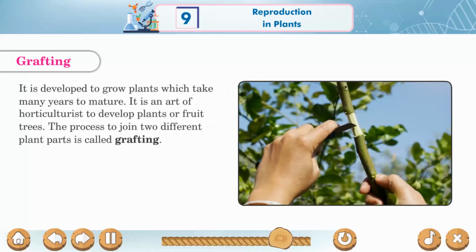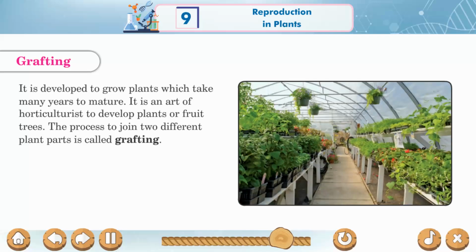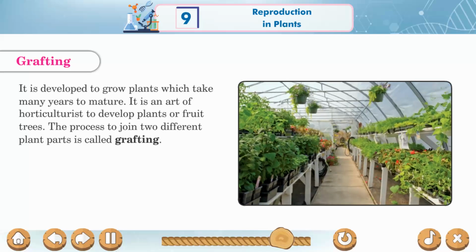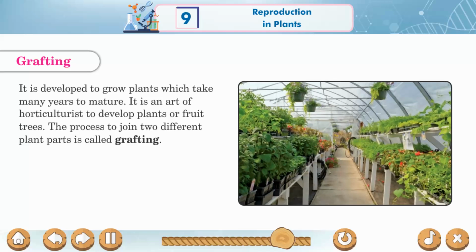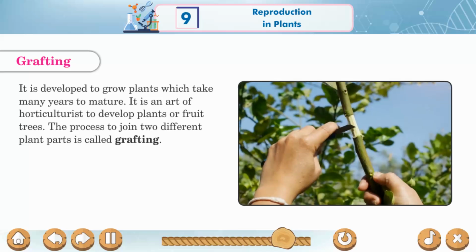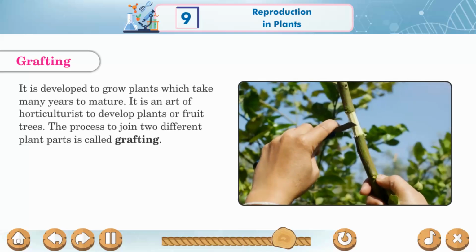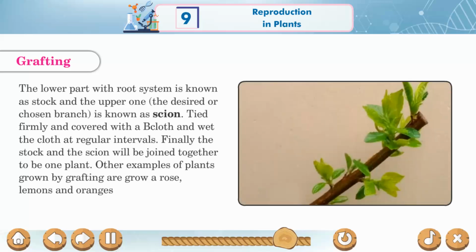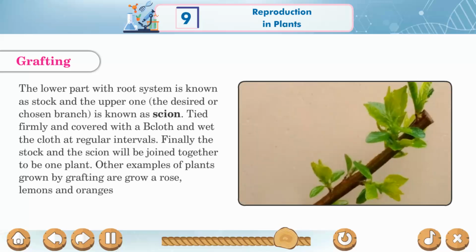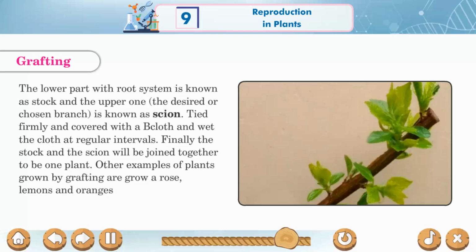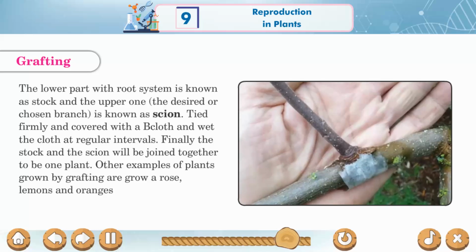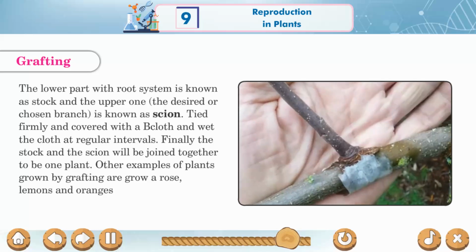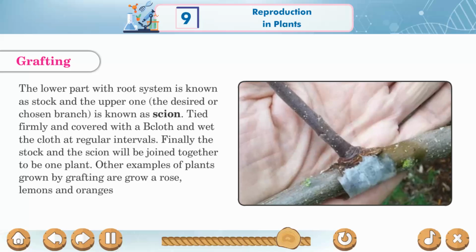Grafting. It is developed to grow plants which take many years to mature. It is an art of horticulturists to develop plants or fruit trees. The process to join two different plant parts is called grafting. The lower part with root system is known as stock, and the upper one, the desired or chosen branch, is known as scion. Tie it firmly and cover it with a cloth and wet the cloth at regular intervals.